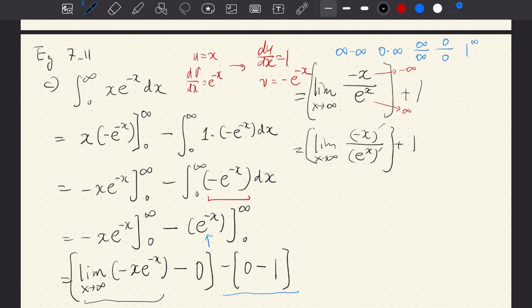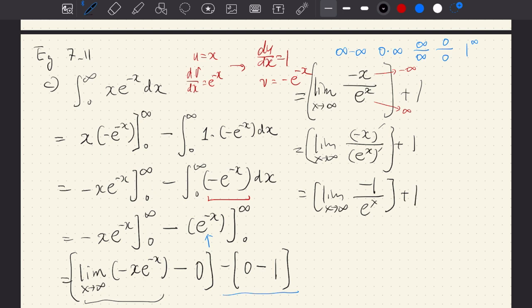So L'Hopital's rule says that if you use the plug-in method on a limit of a fraction, and you get infinity over infinity or 0 over 0, then you can take the derivative of both the numerator and the denominator, and then evaluate the new fraction, using the same limit, okay? So here we get the limit as x goes to infinity. For -x, if you differentiate it with respect to x, you get -1. And e to the x is just e to the x, okay?